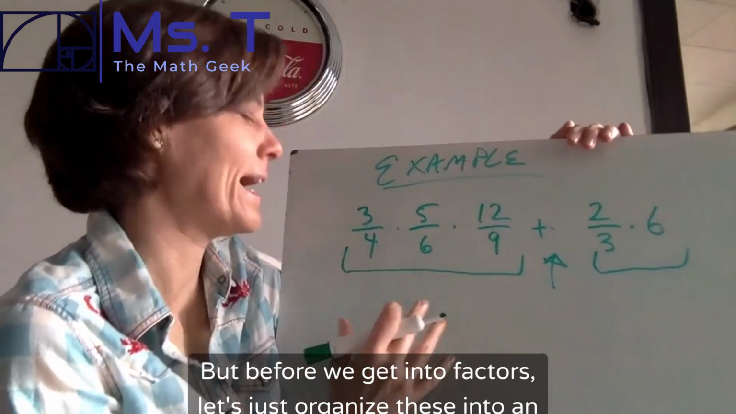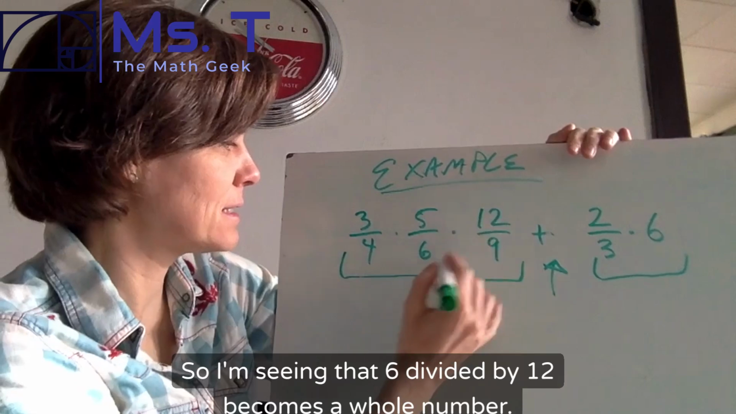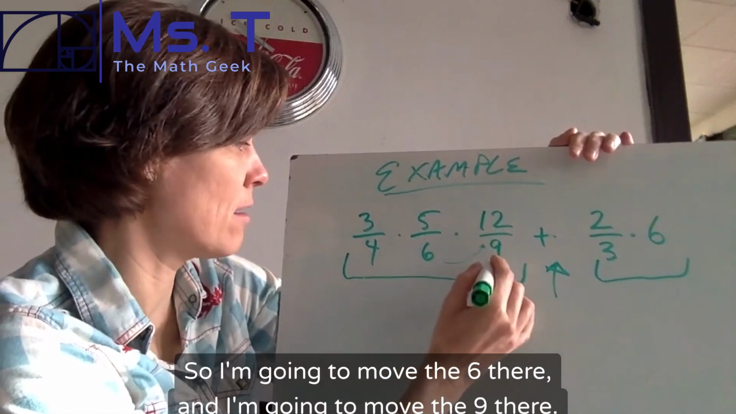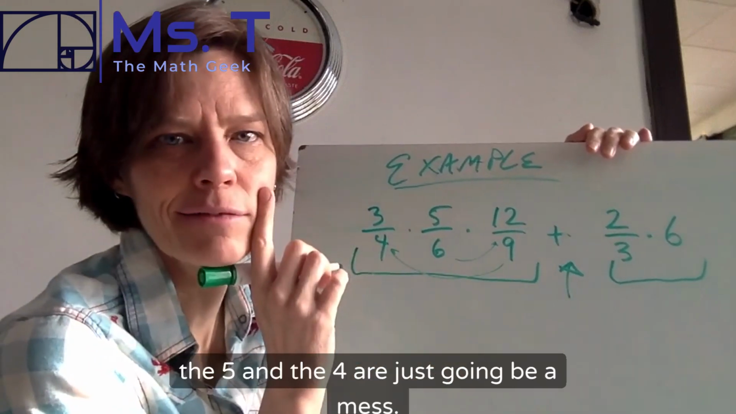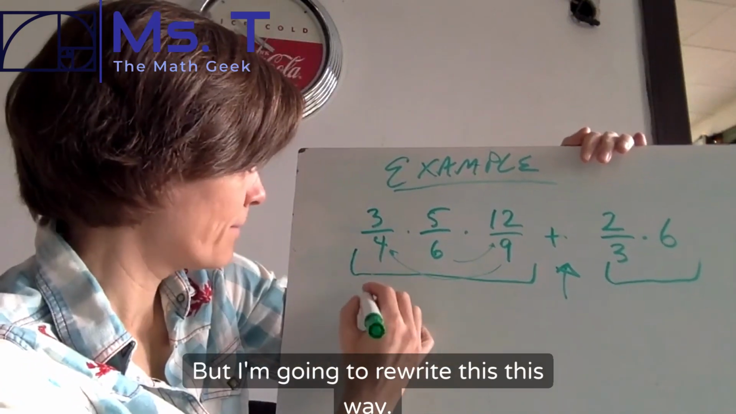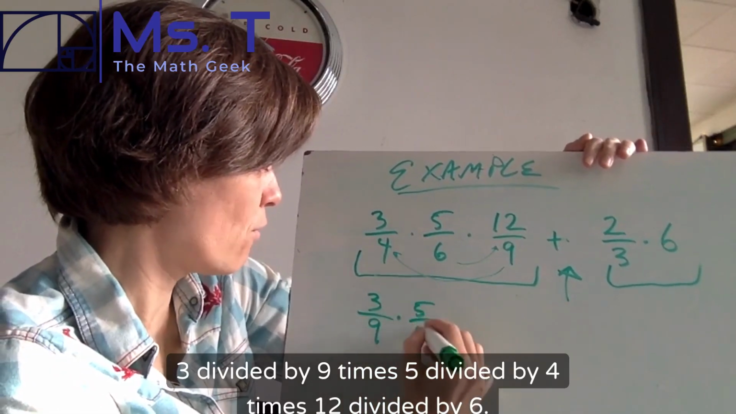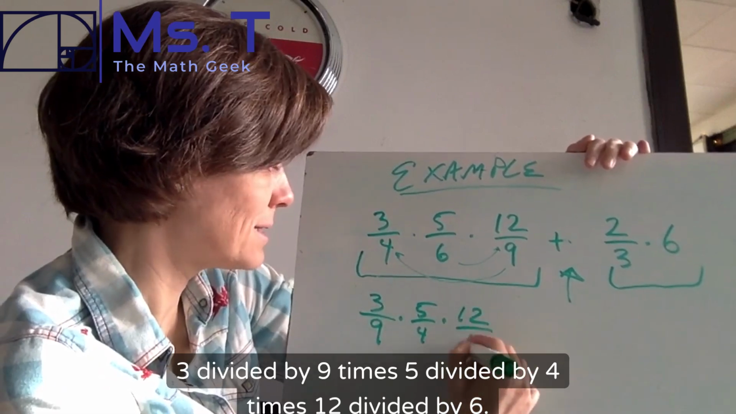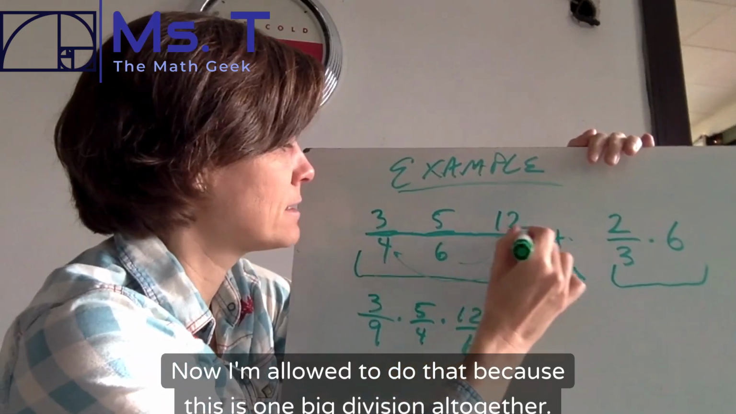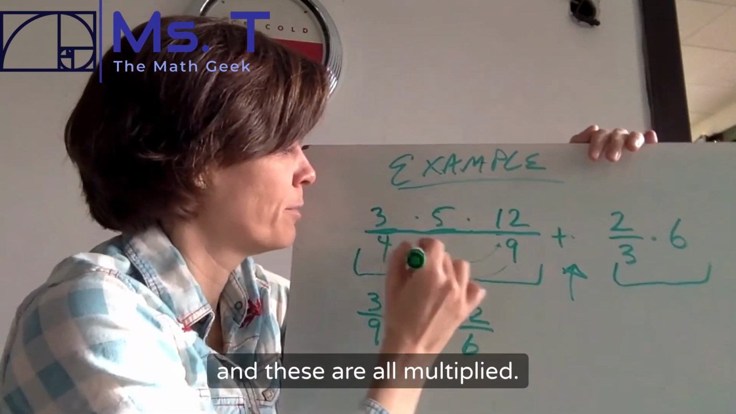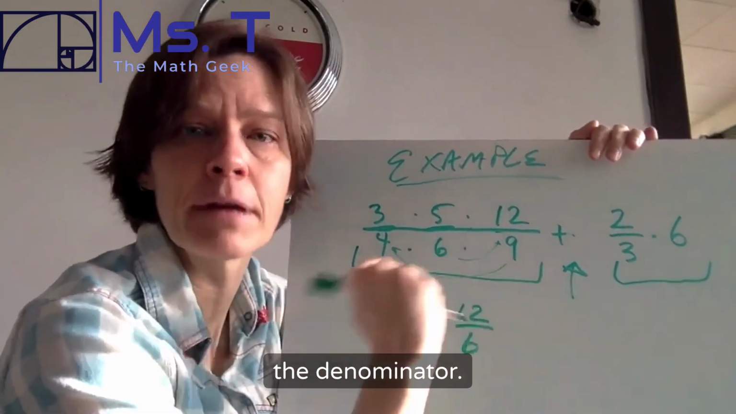Then we'll move on. So this begs the idea of factors, okay? But before we get into factors, let's just organize these into an easier way. So I'm seeing that 6 divided by 12 becomes a whole number. So I'm going to move the 6 there, and I'm going to move the 9 there. 5 can stay where it is, and the 5 and the 4 are just going to be a mess. But I'm going to rewrite this way. 3 divided by 9 times 5 divided by 4 times 12 divided by 6. Now, I'm allowed to do that because this is one big division altogether, and these are all multiplied. So what I actually did is I used the commutative property on the denominator.